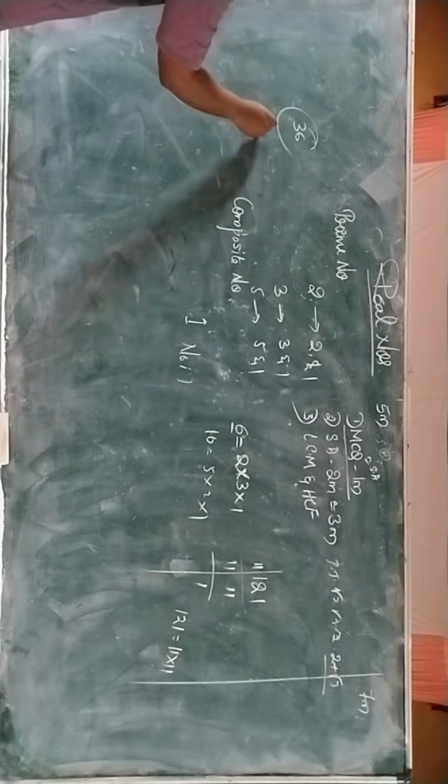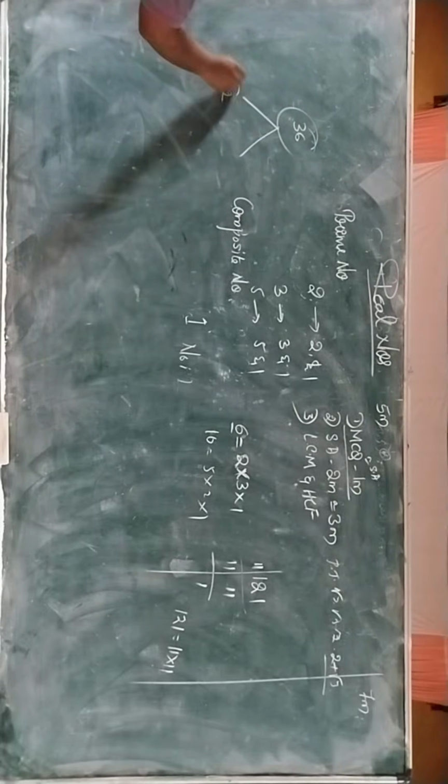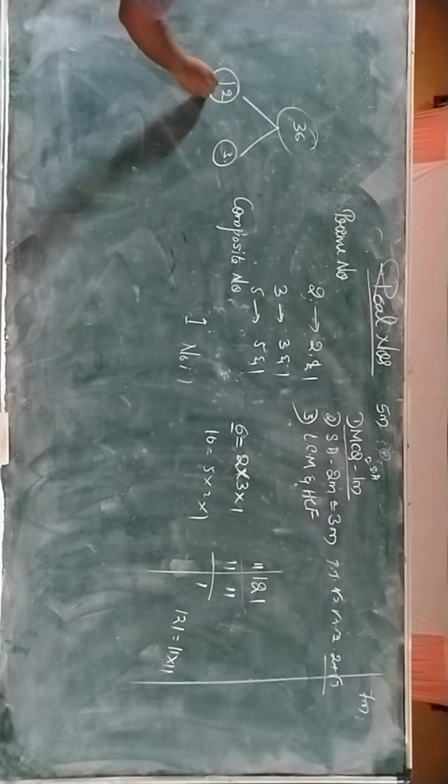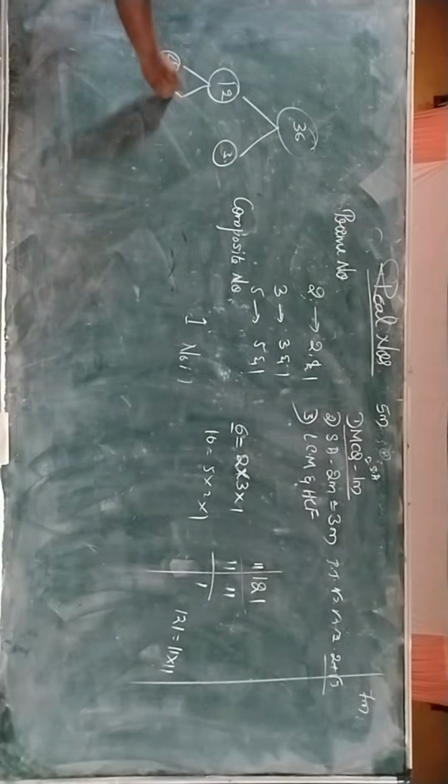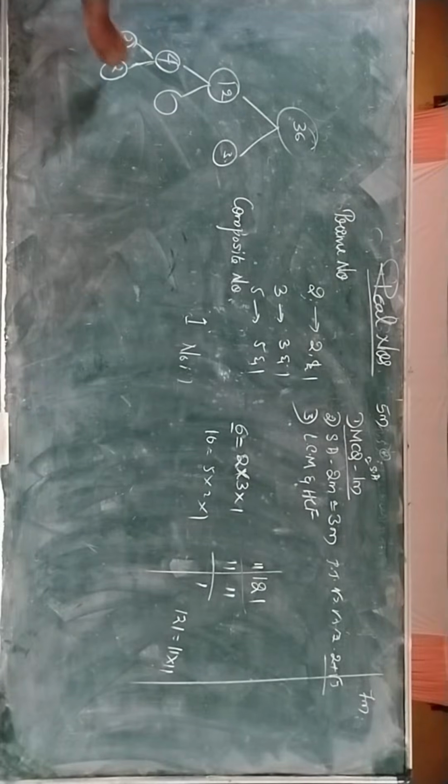Factor tree: 36, 12, 3, 4, 2, 2. So find the missing number. 3, 4, 3. So this kind of question will also appear.